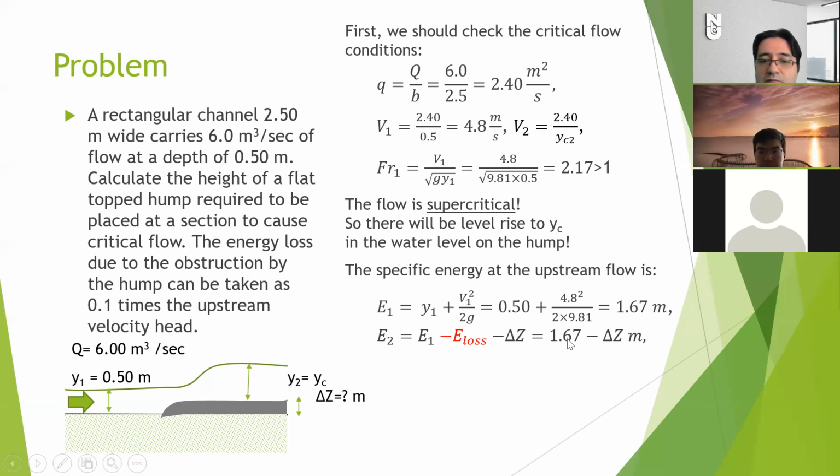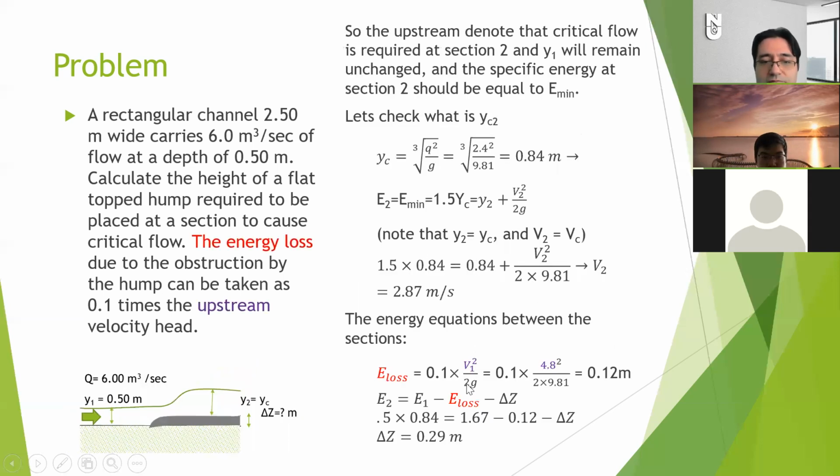Then we have 1.67 minus delta z minus energy loss. Let's calculate the energy loss. The energy loss here is equal to 0.1 times the velocity head on the upstream flow. It is 0.12 meters. It's quite simple, actually. You can easily calculate it.